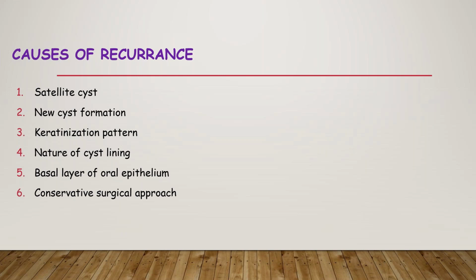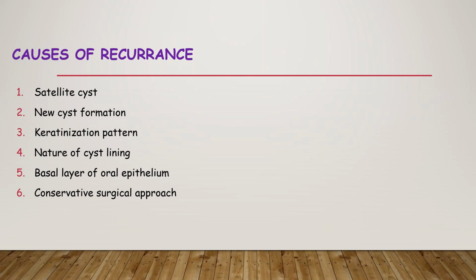Satellite cysts, also called daughter cysts, are common entities in odontogenic keratocysts, and these small cysts often remain undetected within the tissue during the treatment. The higher rate of recurrence in keratocysts could be due to the enlargement of the satellite cysts following the treatment. So this is one contributing factor.